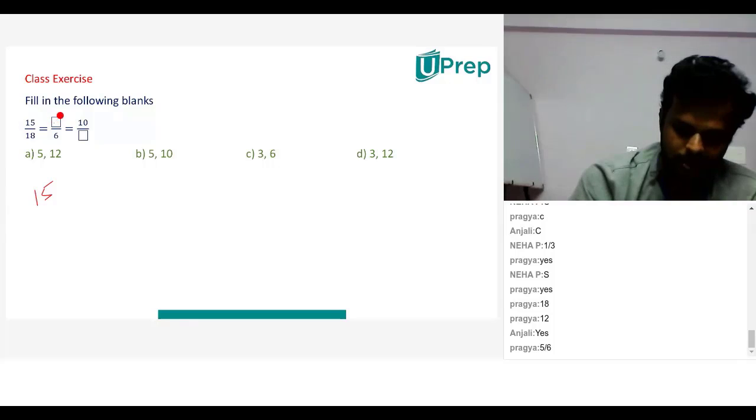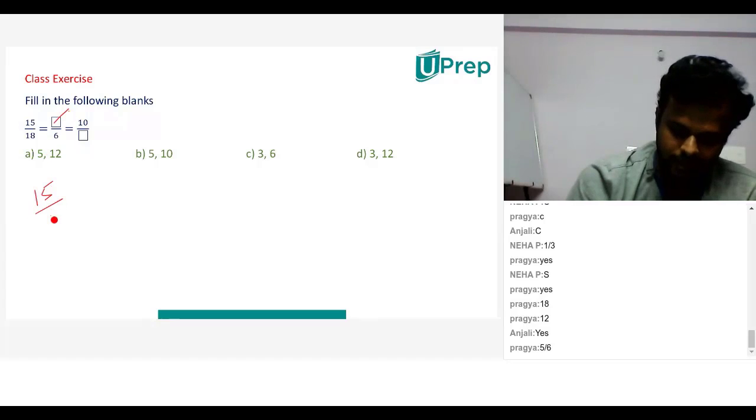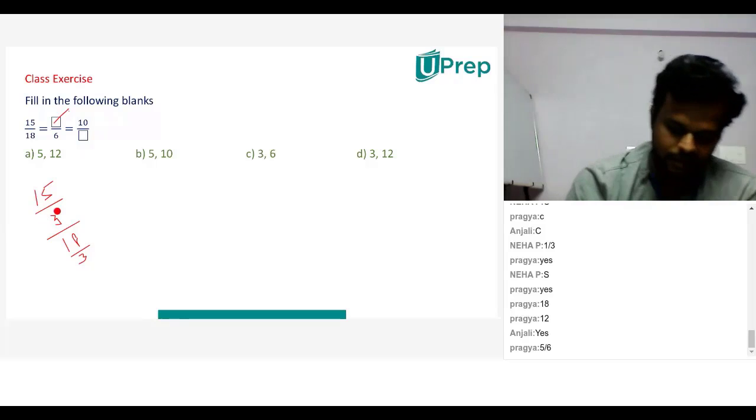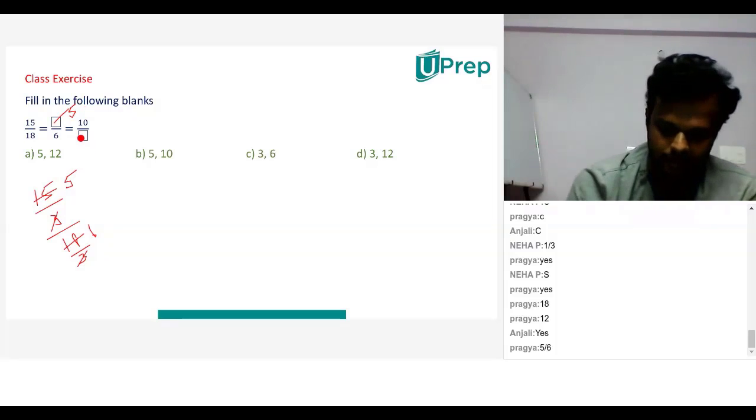So if I divide the numerator by 3 and the denominator by 3, now only then I'll get this. So this is 3 ones, this is 3 fives are 15, and this is 3 sixes are 18. So that means the first box here is 5. What about this, children? I have 5 by 6 here. I have 10 here. So that means what will come in the denominator here?